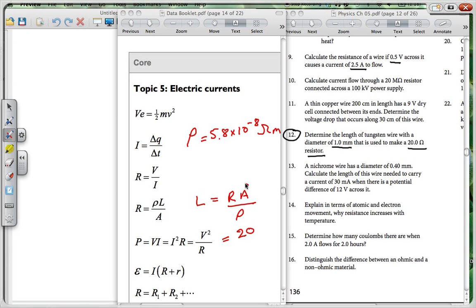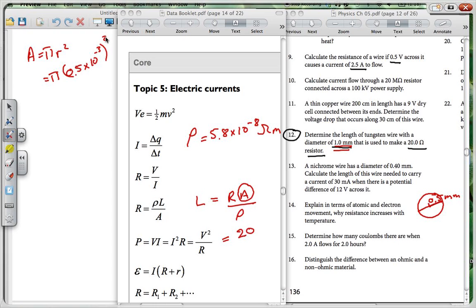Now, the area, we've got to be a little bit careful here because we are given this in millimeters. We're looking at the cross-sectional area, so we usually take it as a circle. This diameter is 1 millimeter, so the radius is 0.5 millimeters. So when I find the area, maybe just work over here, the area is equal to pi r squared, which is going to equal pi times 0.5 times 10 to the negative 3, because there are 1,000 millimeters in a meter, and I'm going to need to square it. So I just work that out quickly.